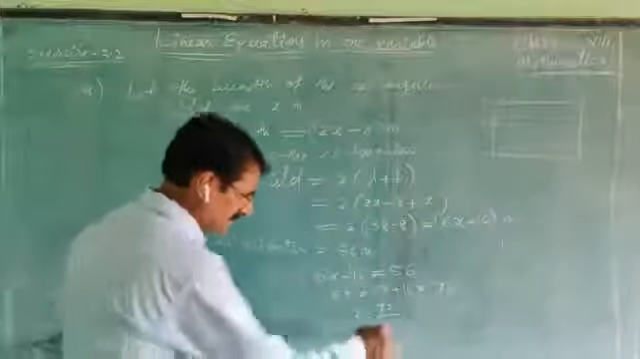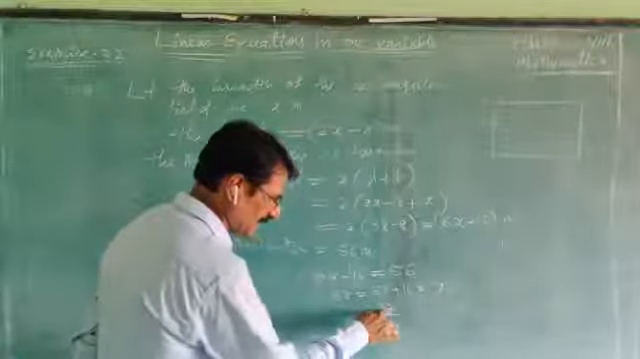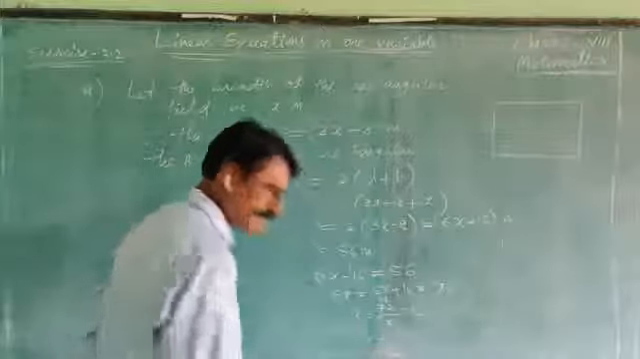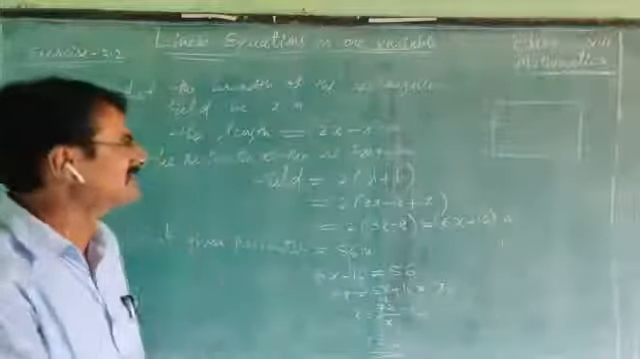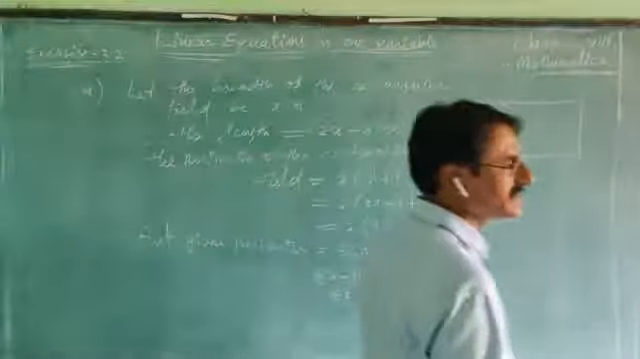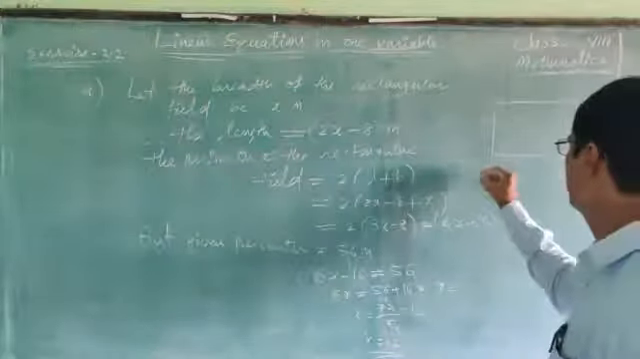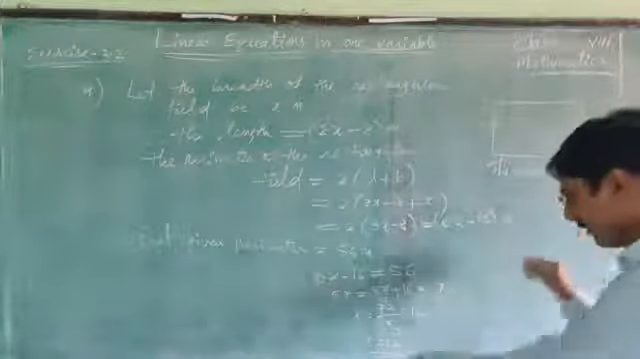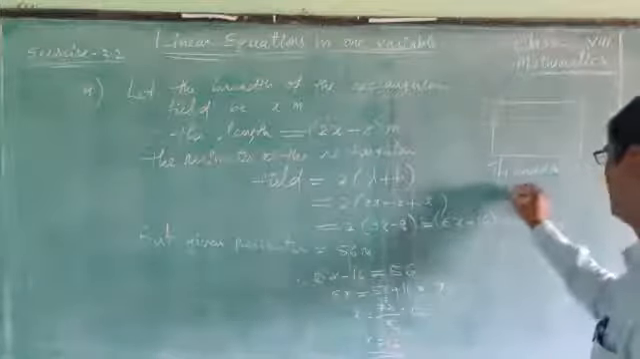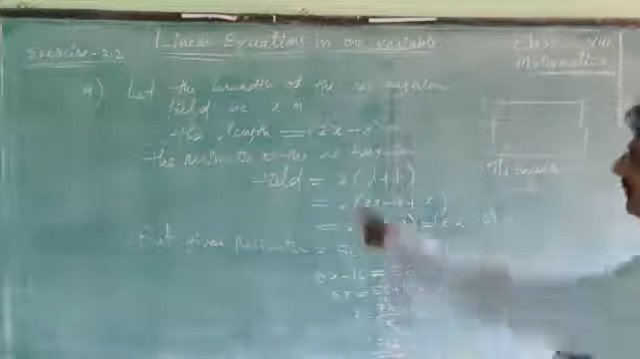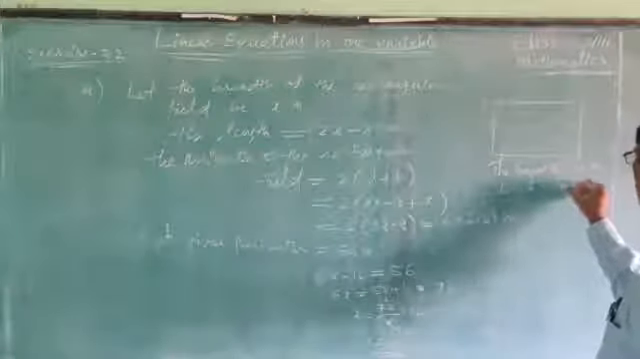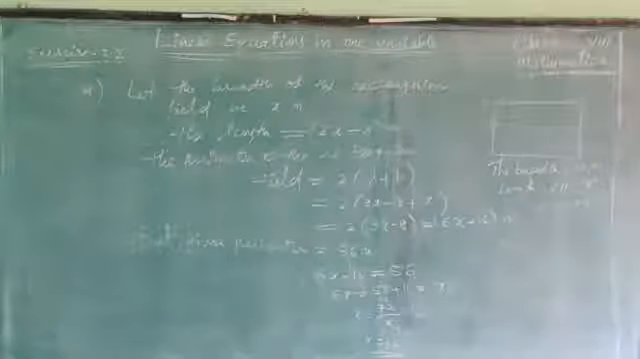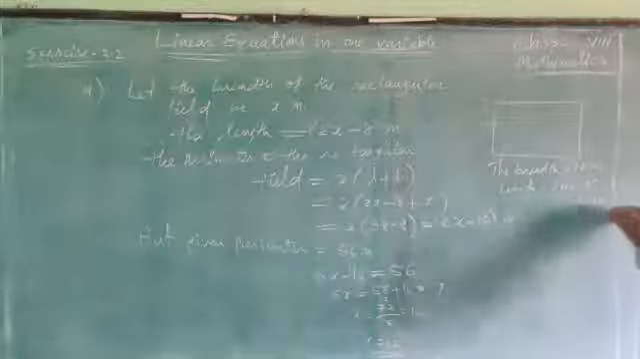Now divide it. 6 1 is 6, the remaining 1, 12. 6 2 is 12. Then x equal to 12. What is that? x is the breadth. Therefore, the breadth equal to 12 meters. Length equal to, it is the length, 2 into 12 minus 8. 24 minus 8. How much? 16 meters.